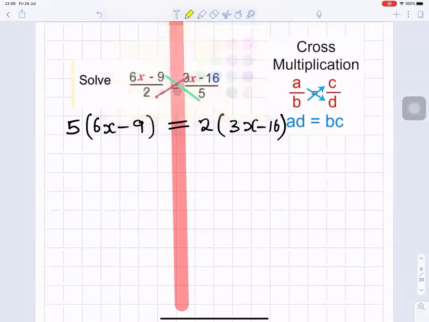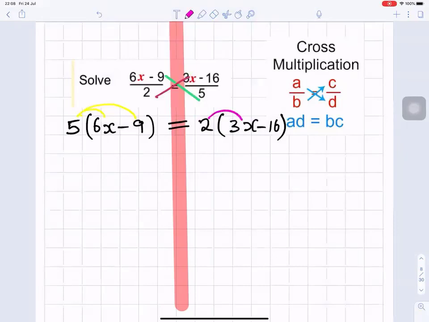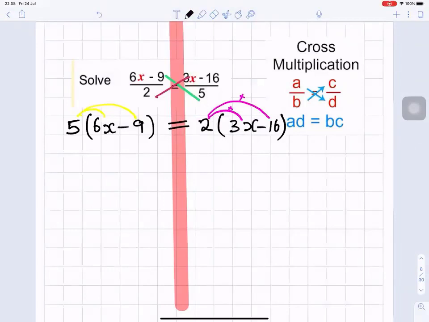I'll put an arrow and you guys know how to remove brackets. So 5 times 6x, 5 times minus 9. On this other side, 2 times 3x, 2 times minus 16. Now I would have to remove the bracket. And removing the bracket, 5 times 6x gives me 5 times 6 is 30. And 5 times negative 9 is negative 45.